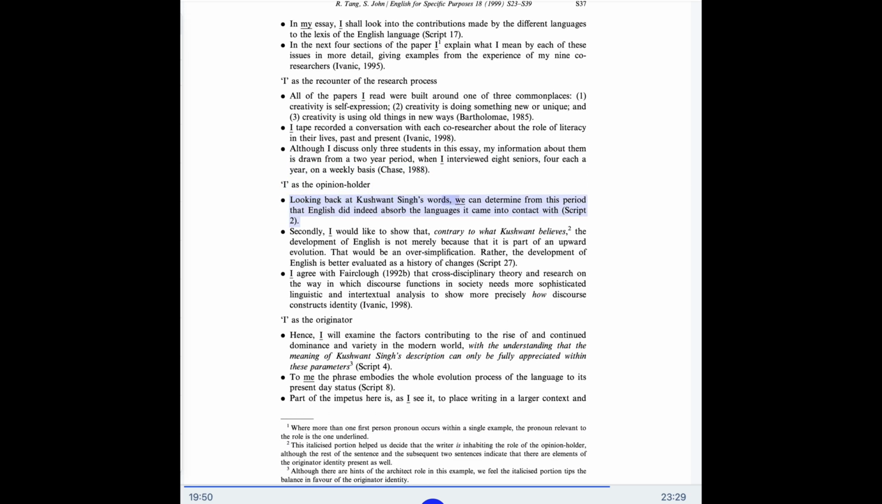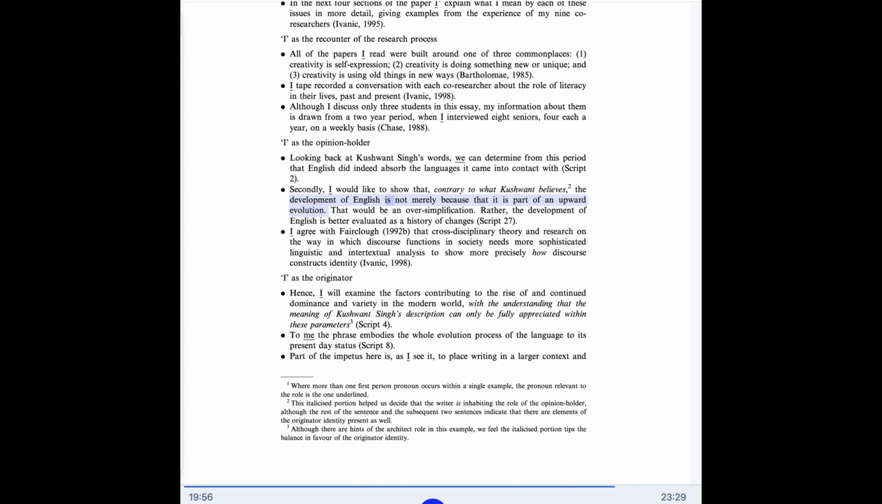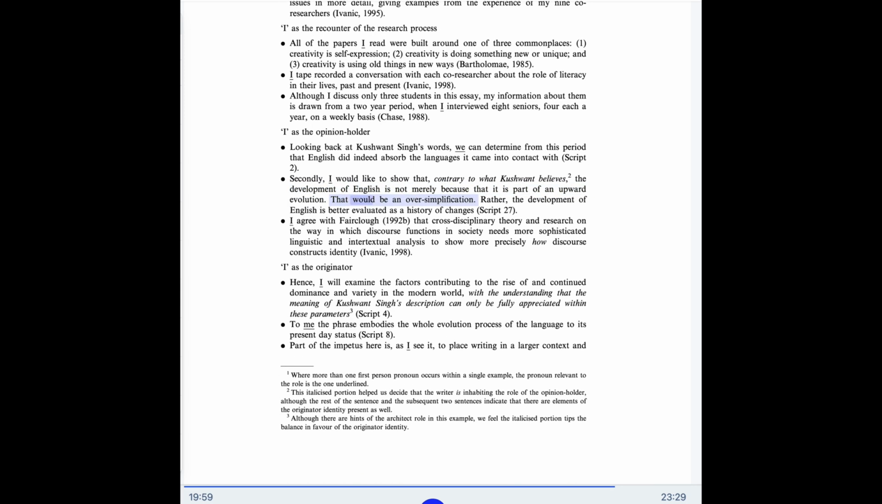Looking back at Khushwant Singh's words, we can determine from this period that English did indeed absorb the language as it came into contact with it. Script 2. Secondly, I would like to show that, contrary to what Khushwant believes, the development of English is not merely because it is part of an upward evolution. That would be an oversimplification. Rather, the development of English is better evaluated as a history of changes.